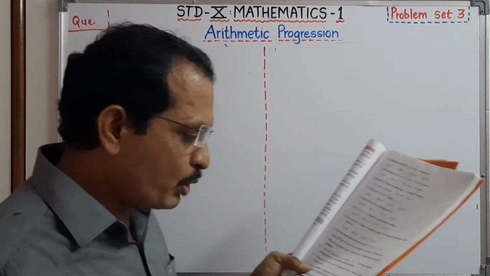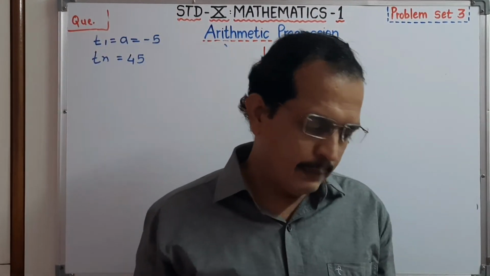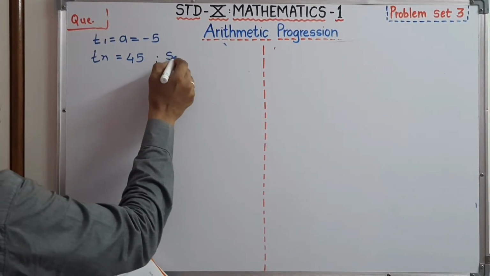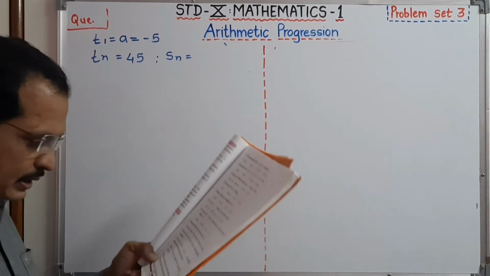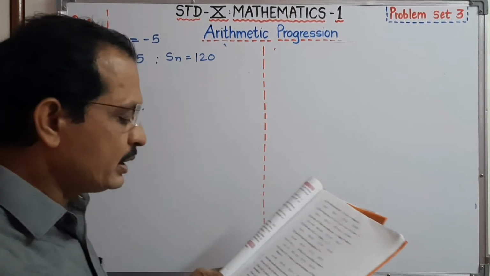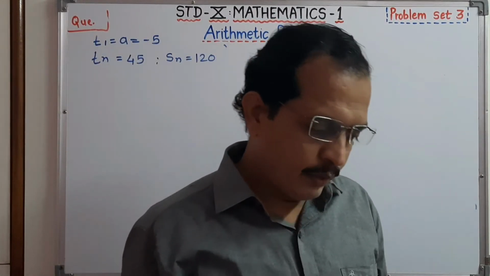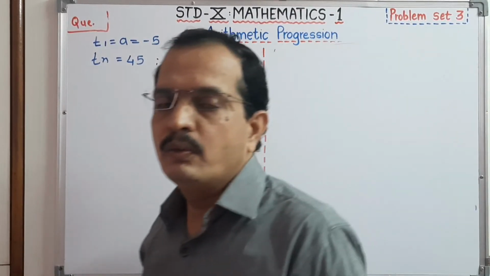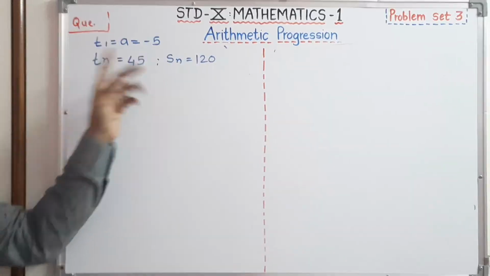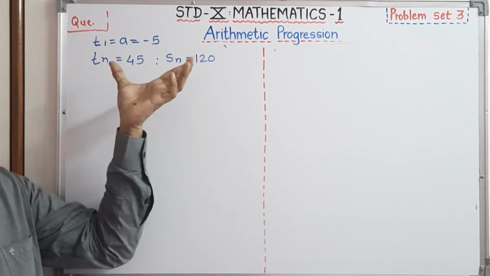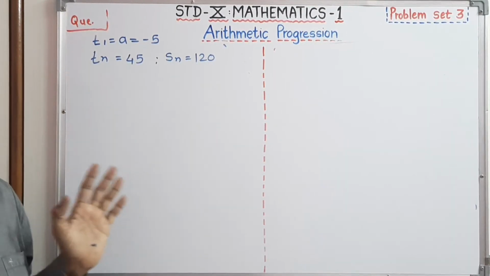Now, the sum of all the numbers in an AP is 120. That is Sn. We don't know how many numbers there are, but Sn is equal to 120. Then how many terms are there, and what is the common difference? Dear student, the first term we know is minus 5, Tn is equal to 45, and the sum of the numbers is 120. We have to find out how many numbers there are.